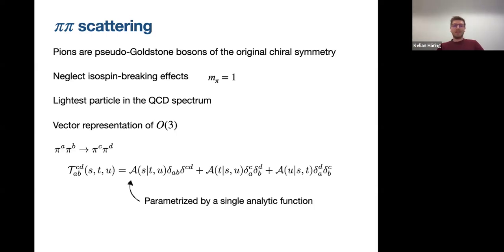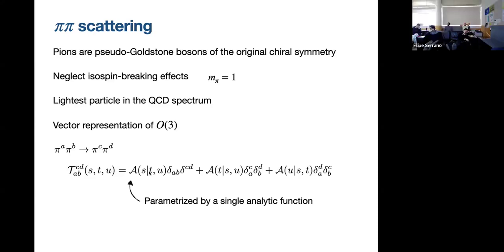And so what does it mean? It means that they transform in the vector of O(3). And so if I scatter pi A, pi B to pi C, pi D, the scattering amplitude now has a label of which representation it's in, and it's given by this combination. And you can see that any such amplitude is given by a single analytic function, this A, that is symmetric in T. And so only one analytic function parameterizes the full scattering amplitude of pion scattering.